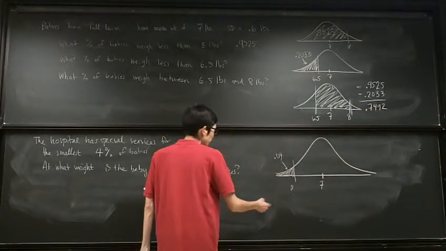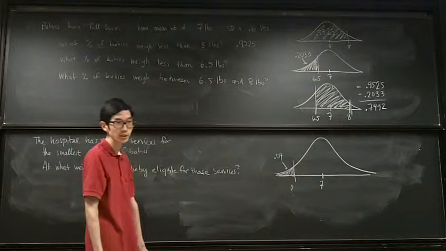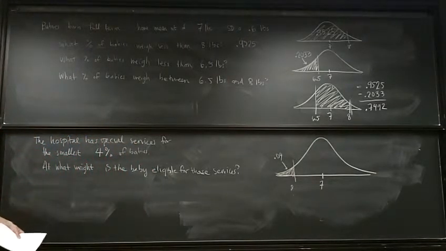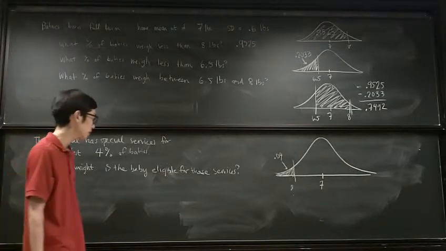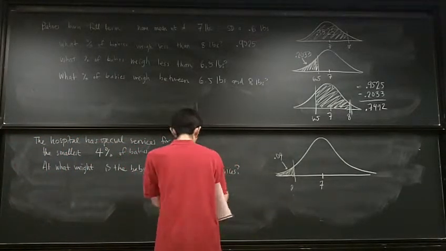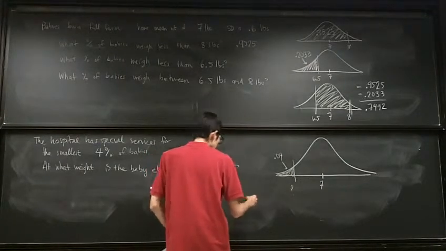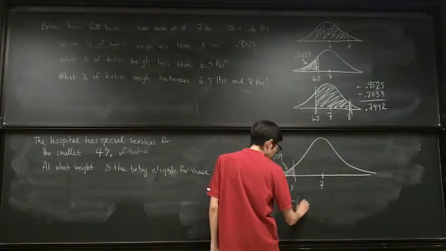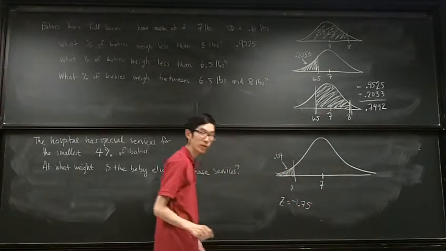So, what is the z-score that's going to give me 4%? Negative 1.75. Yeah, the z-score that's going to give me 4% in the area is z equal to negative 1.75. I want to make sure we understand where we're getting negative 1.75.